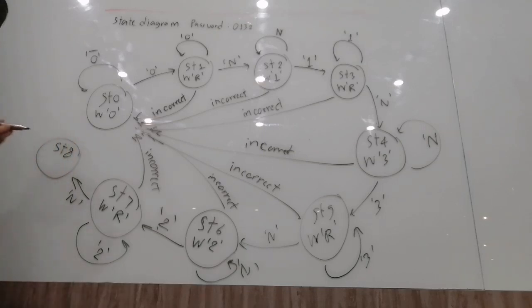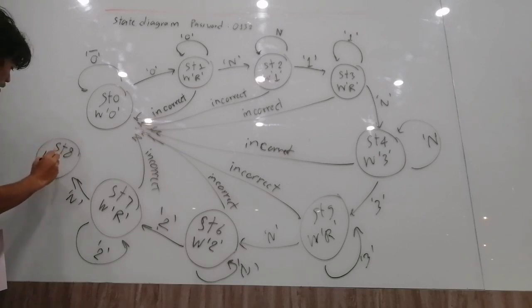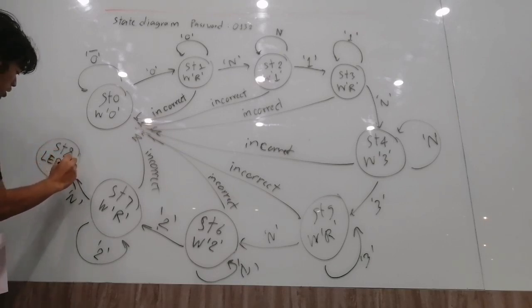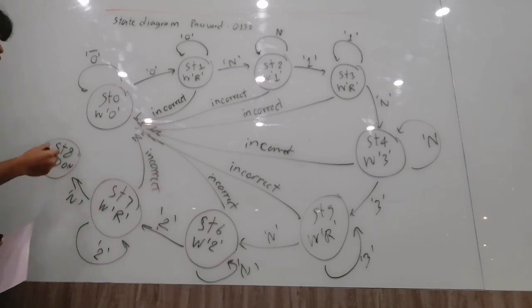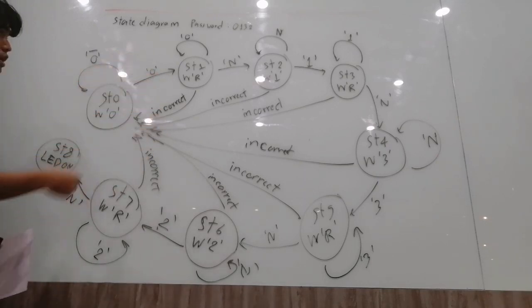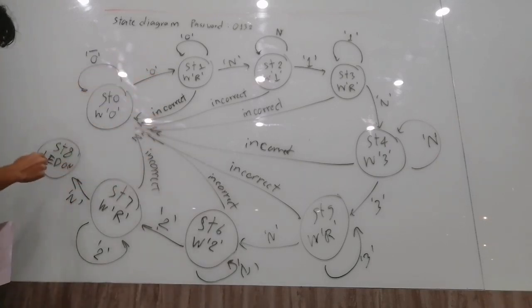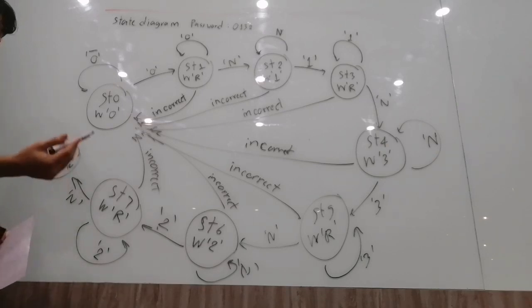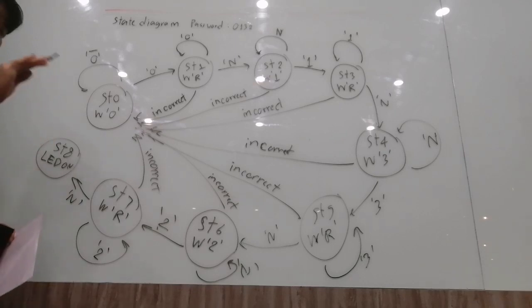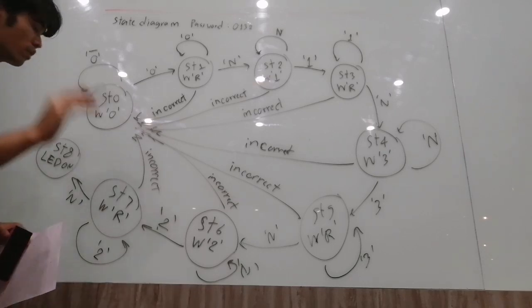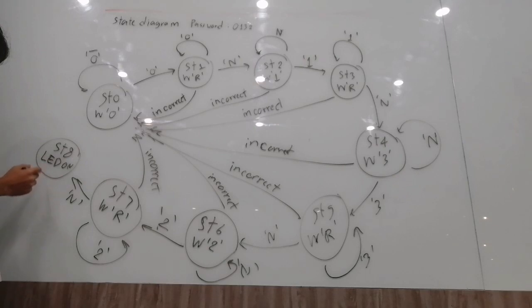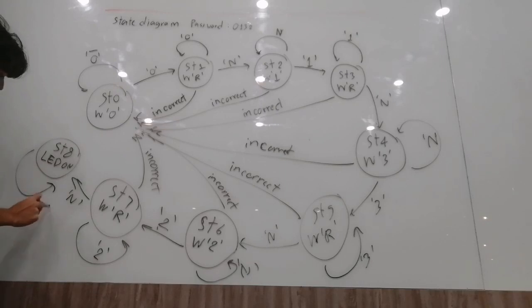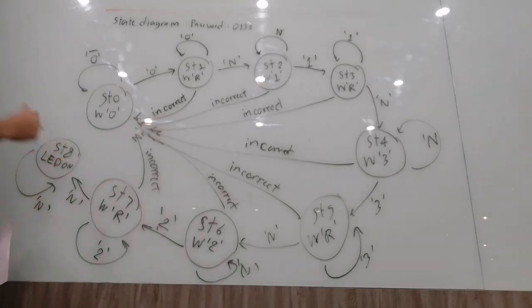State 8 is LED on. It will show if it's correct. It's correct, all of the password is correct, so the LED is on. It will show that you put in the correct password. If we still release it, no press, it's still in state 8 and the LED is still on.